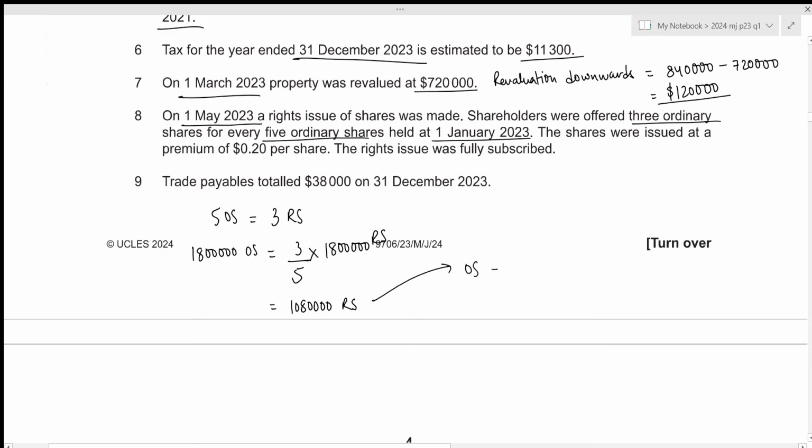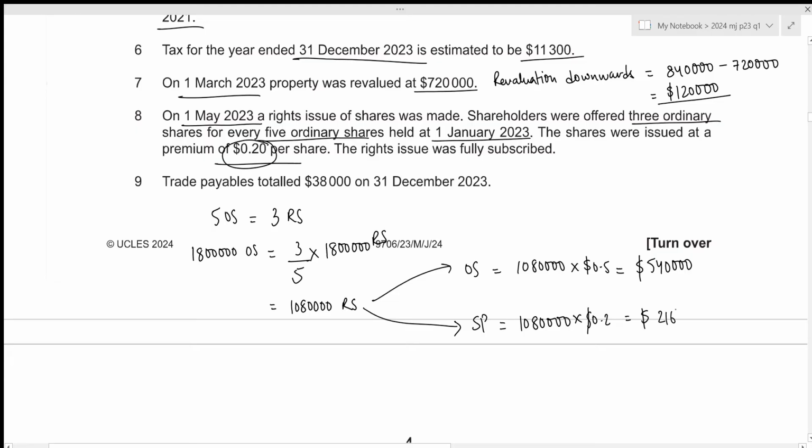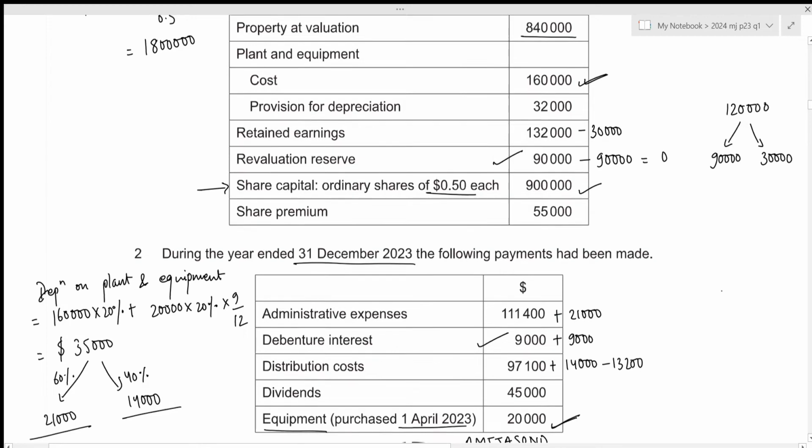Our ordinary share capital will increase by the nominal rate. So that will be the number of right shares times the nominal rate of 0.5. This results in the value of 540,000. Then it will also increase the share premium because we are told the shares were issued at a premium of 0.20 per share. That will be the number of right shares times 0.2. This results in the value of 216,000. And both of these should be added to the share capital and the share premium. Let's do that. So share capital will increase by 540,000 and the share premium will increase by 216,000.